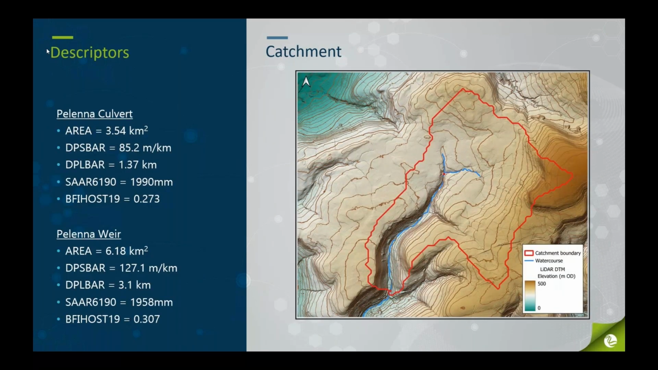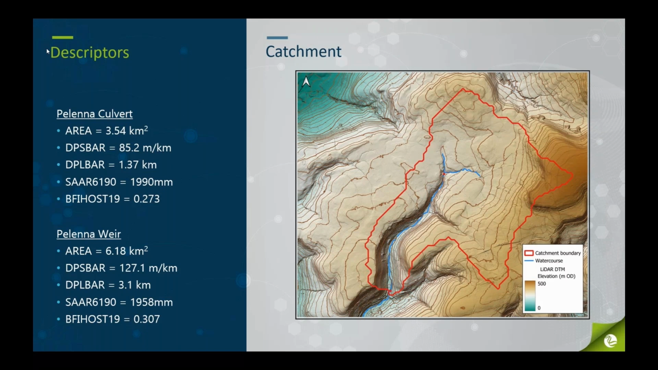The catchment, so because I do some hydrology as well, I like to look at the characteristics of the catchment. So on the right hand side, you can see the catchment boundary taken to the Pelena Weir site, which is the downstream site. The Pelena Culvert site is further upstream. You can probably see a small red dot towards the upstream end. So these are quite small catchments. So to Pelena Culvert, it's only 3.5 kilometres squared. To Pelena Weir, just over 6 kilometres squared.